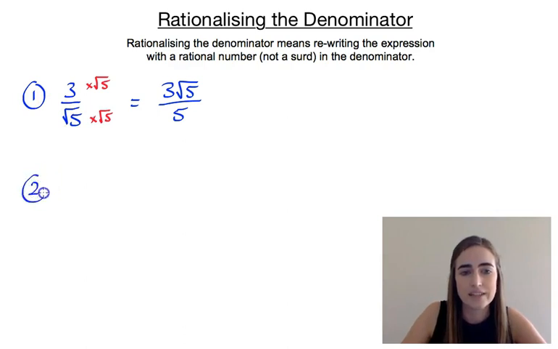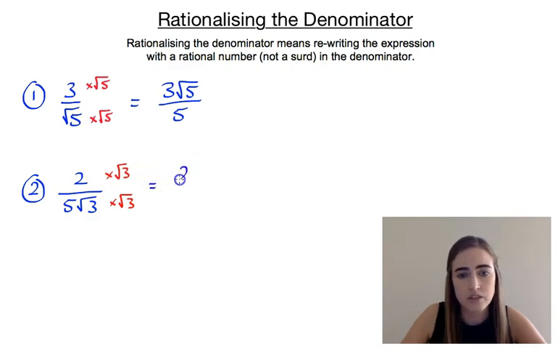Let's have a look at a second example. If we had 2 over 5 root 3. So we want to rationalise the denominator again, which means we want to get rid of this square root of 3 part. The 5's not a problem, so we're going to multiply top and bottom both by the square root of 3. So that'll end up with 2 root 3 on the top over 5 times 3. So that's 2 root 3 over 15.